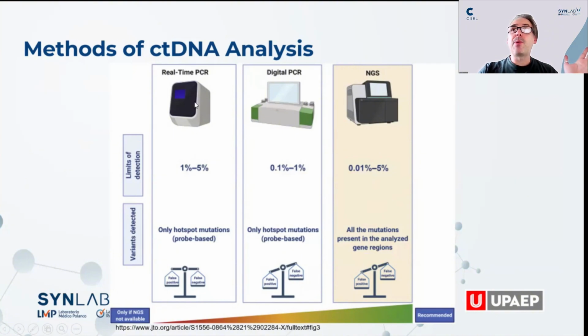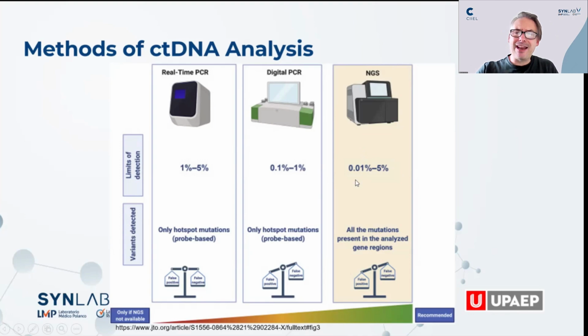Real-time PCR is very well established. Again, you can only really look at hotspots. You're relying on primer and probe technology. Digital PCR is again primer and probe, hotspot based, but you've got a lower limit of detection. Actually, you could probably go a bit lower than this with digital PCR.